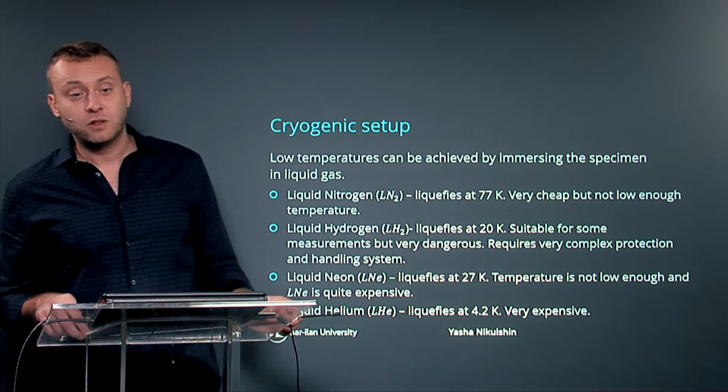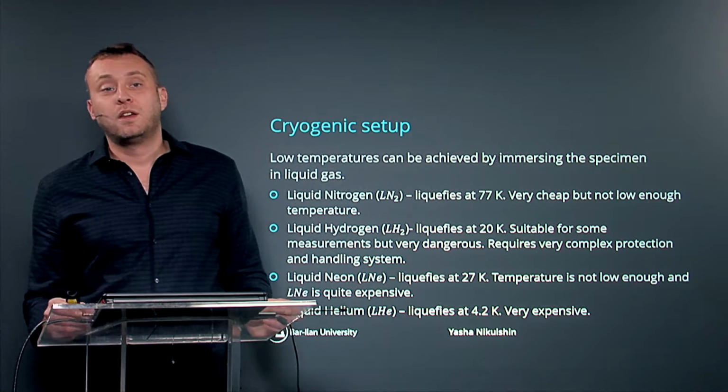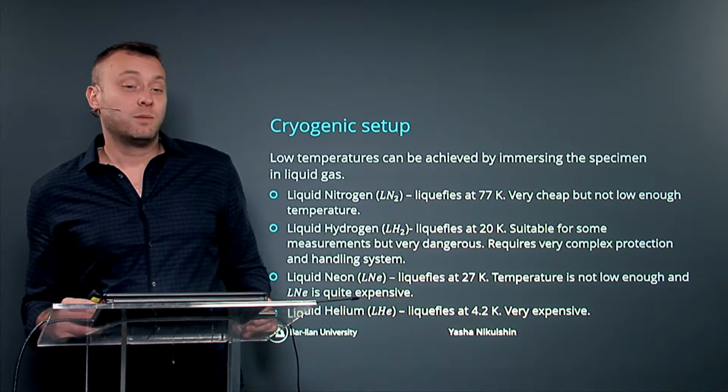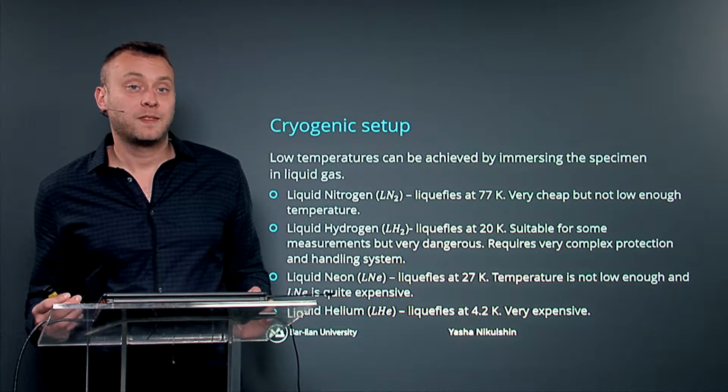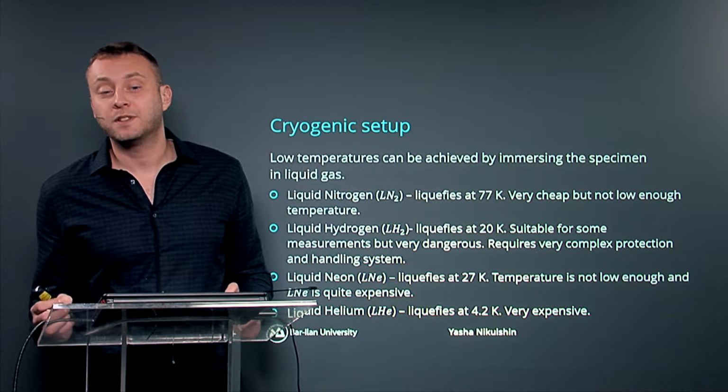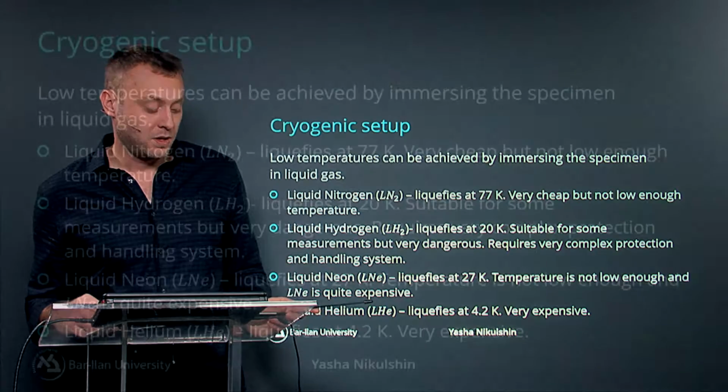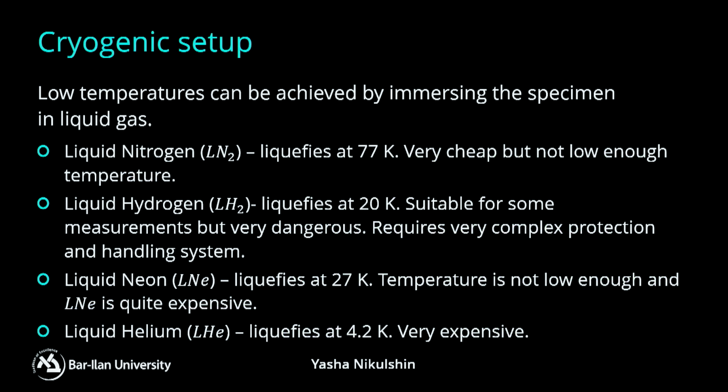So how can we reach the low temperature? The most common technique is to immerse the specimen in a liquid gas. There are several popular gases. The first one is liquid nitrogen. It liquefies at 77 Kelvin. It's very common, very cheap, pretty easy to handle, but the temperature is too high for our purpose. Some other superconductors can be measured at this temperature, but not in this case.